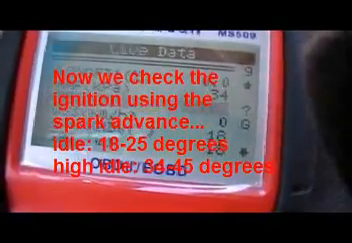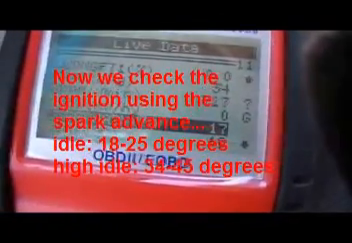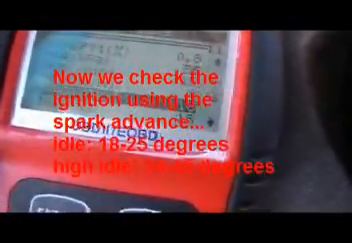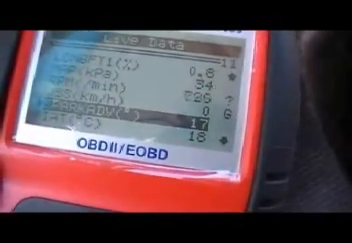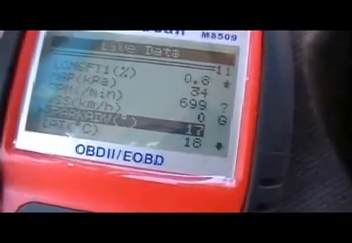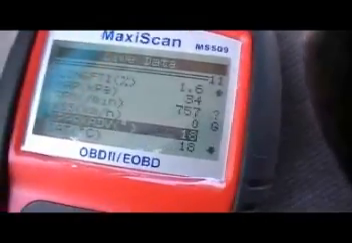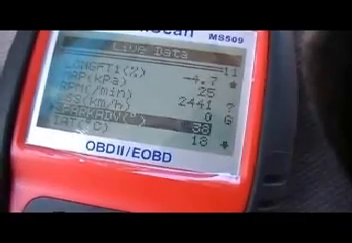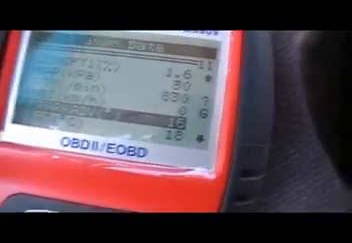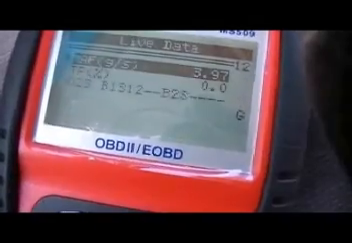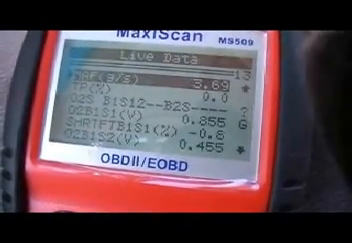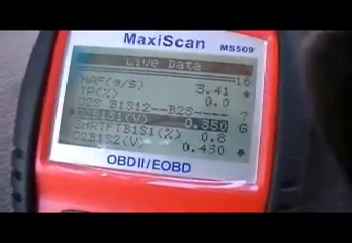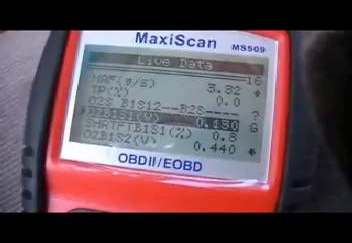Next thing I have to do is check the ignition, how the spark is doing. So let's see if it's advancing. I go to the advance feature of the scanner and look what I got. I got 17 at 757 RPM, and then when I rev it up, look at what happened. It went up to 36, and then it went down to 18 again when it was about 700. So ignition is good.